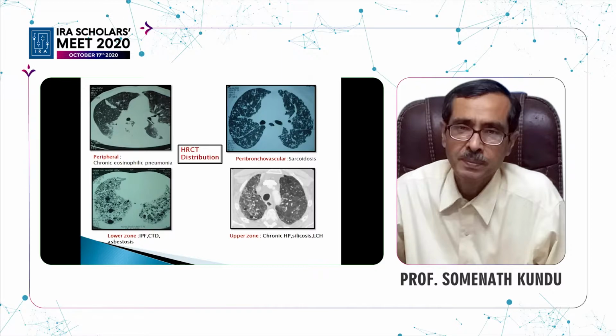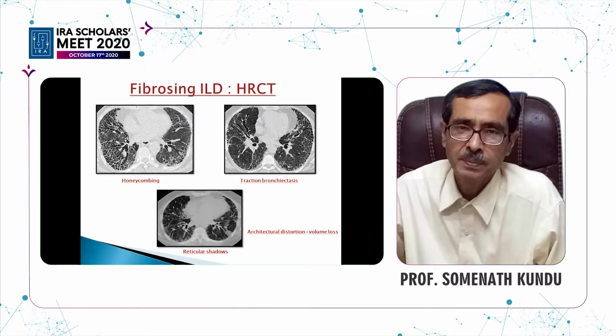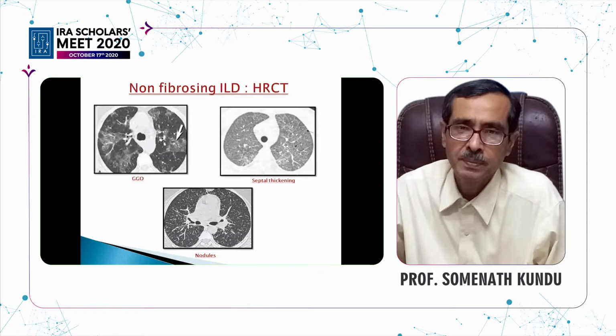So you've got an idea about the basic factors, and how does this knowledge translate into clinical practice. We have fibrosing ILD and non-fibrosing ILD. A fibrosing ILD on HRCT would be associated with honeycombing, traction bronchiectasis, distortion of the architecture, volume loss, and reticular shadows. A non-fibrosing ILD, on the other hand, would have areas of GGO, that is ground glass, septal thickening, and nodules.